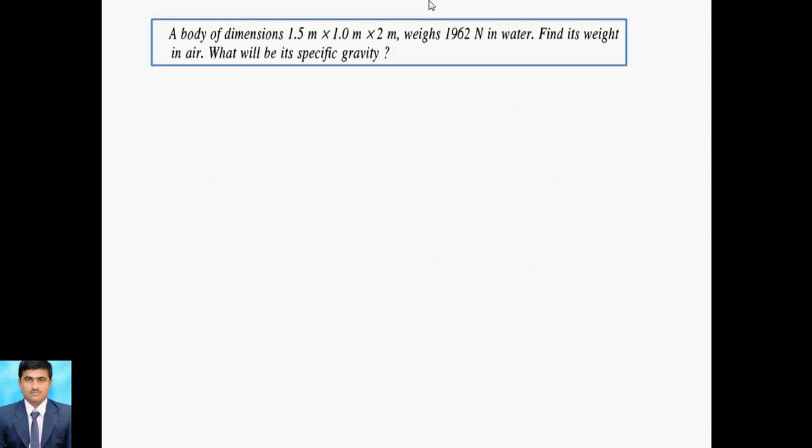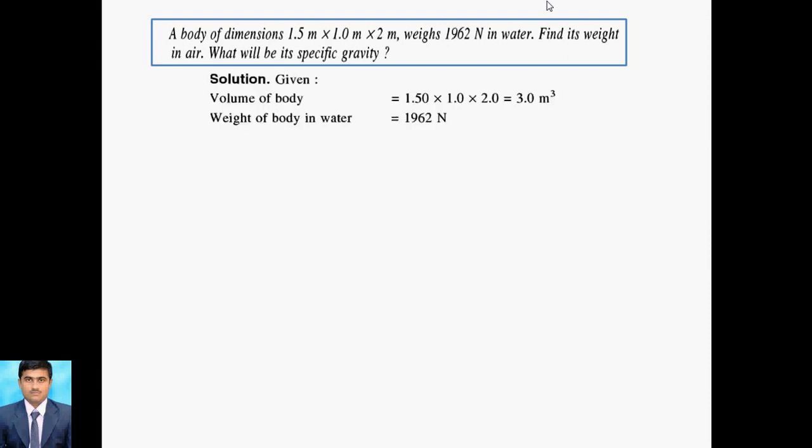Now we move to the next problem. Here the body has dimensions 1.5 into 1 into 2, that is the volume, and it weighs 1962 Newton in water. Find its weight in air. What should be its specific gravity? First of all, the volume of the body is 1.5 into 1 into 2, that is nothing but 3 meter cubed. And the weight of the body is 1962 Newton, that is given data.